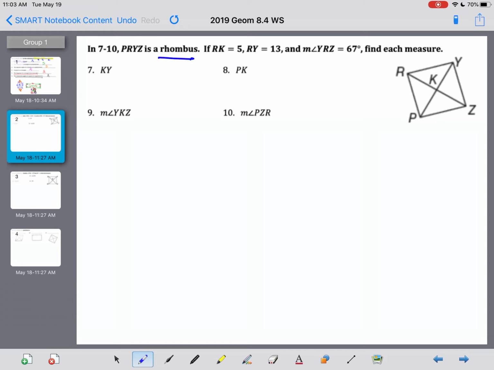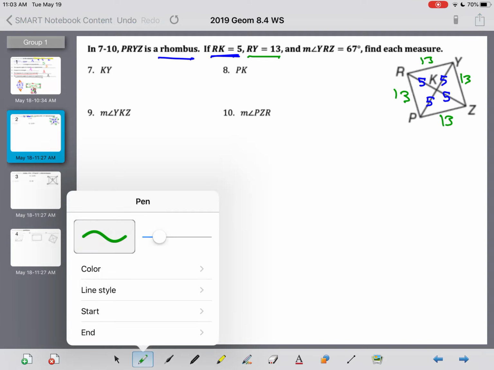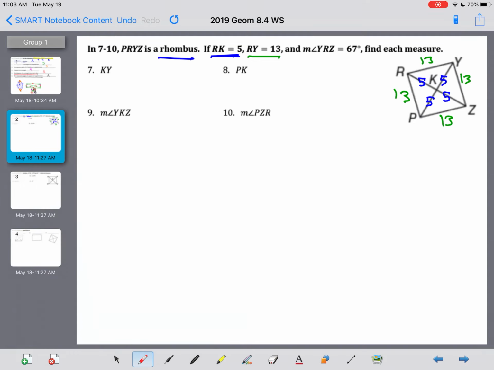So we have a rhombus. Okay, find each measure. So let's put in what we know. RK is 5. So that means this is 5, this is 5, and this is 5. RY is 13. So 13, 13, 13, and 13. And YRZ is 67. That makes this 67, makes this 67, makes this 67.